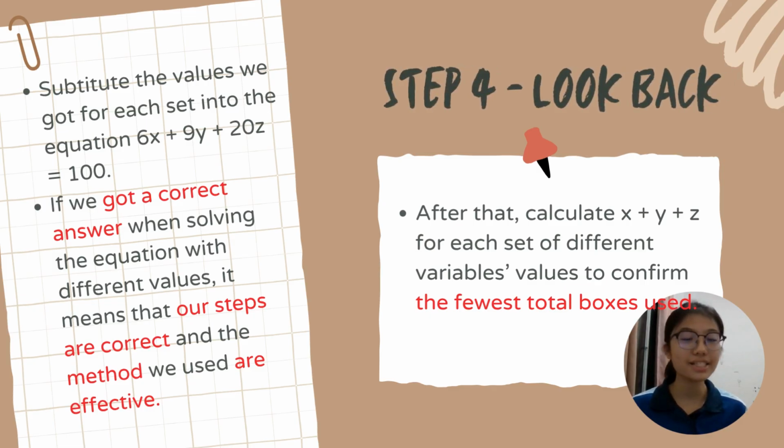And the last step is to look back. Just now, we calculated and found the fewest total boxes used. If you want to check whether your answer is correct, you can substitute the values you get for each set, or only the answer, into the equation 6x plus 9y plus 20z equals 100. If we get the correct answer, it means that our steps are correct and the method we used is effective.